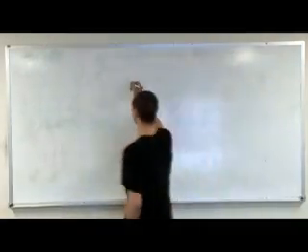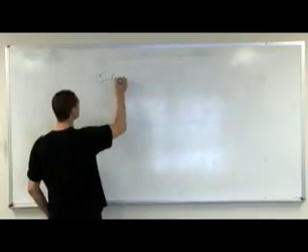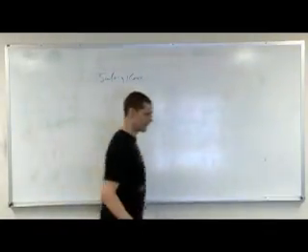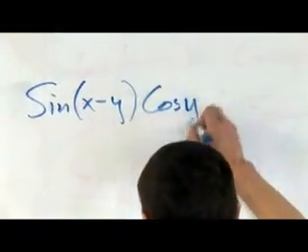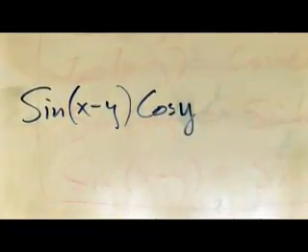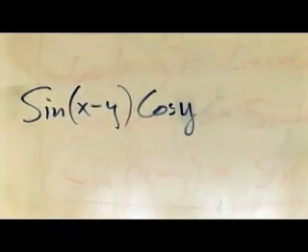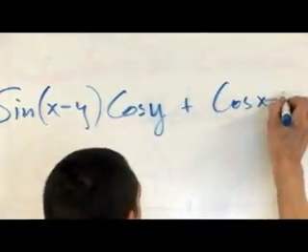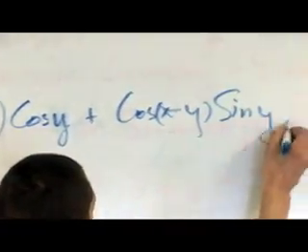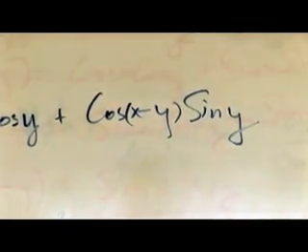Oh, how about this one? They want us to simplify the given expression. This one looks nasty, well, semi-nasty. Sine(x minus y) times cosine y, plus cosine(x minus y) times sine y. Now I'm going to check and make sure that I have written this down correctly.